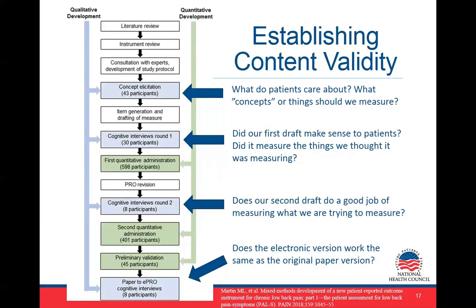And then we'll begin to finalize that tool and do some additional administration to, again, larger groups of patients to do some more validation. And lastly, you'll see at the bottom of this page, we want to change this now from a paper version of that COA tool to now an electronic version of the PRO. If we do that change, we have to do another validation to ensure that the electronic version will work the same as the original paper version. So you can see this is all of the work that gets done to establish that it's still measuring the things that are most important to patients.